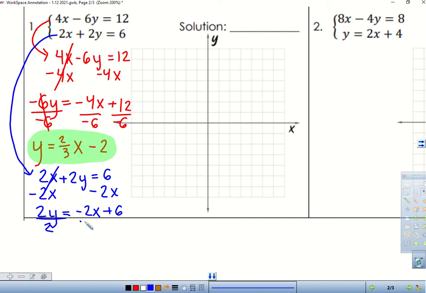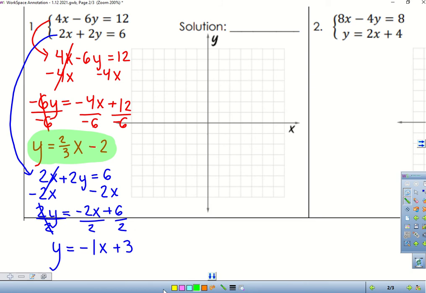And then I'm going to divide both sides, each term, by 2. That's going to leave me with y equals -2 divided by 2 is -1x, 6 divided by 2 is +3. So now I have two equations written in slope-intercept form, so I'm ready to graph them.